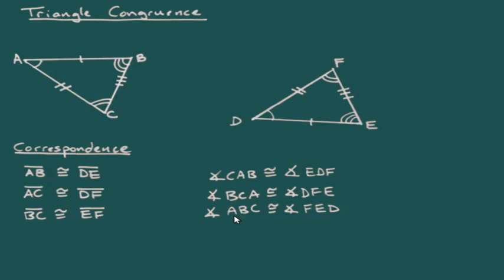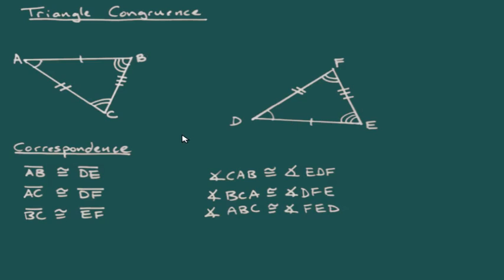And finally, angle ABC is going to be congruent to angle FED. And so we put three angle marks on those to show that those are going to be congruent.